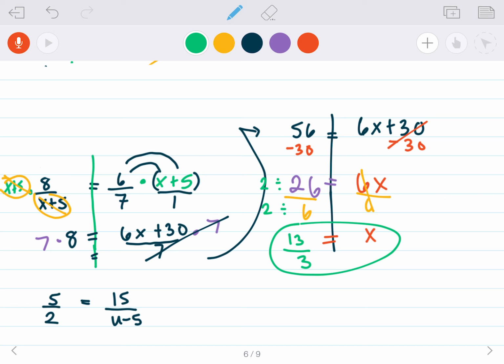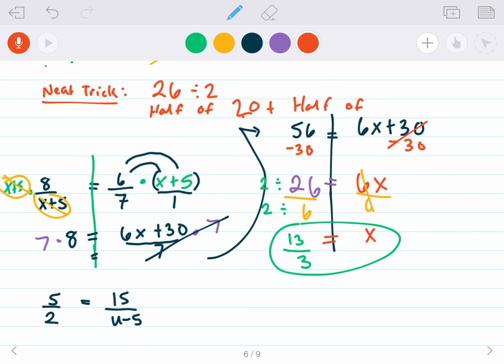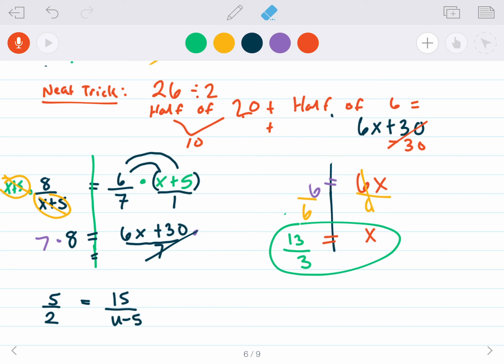So a neat trick, this is just a side neat trick. If you want to divide things by 2 in your head, such as 26, what you do is you break it up into the tens and ones, so you say half of 20 plus half of 6. So half of 20 is 10, and half of 6, and now I'm running out of room, but let me erase some of this stuff.